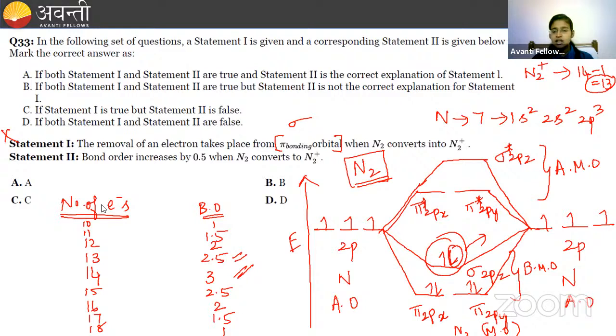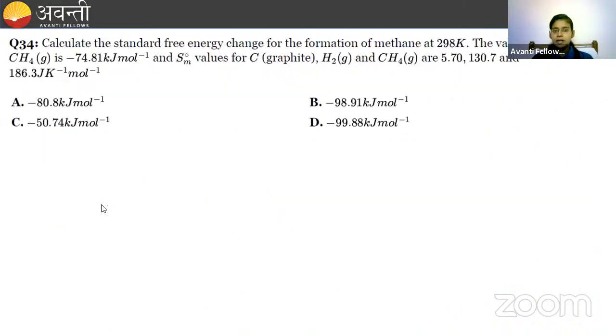So what is happening? When nitrogen is converted to N2+, the bond order decreases by 0.5. It is not increased by 0.5. So statement 2 is also false. Both statements 1 and 2 are false, which is the correct answer. So option D is the correct option for this question. Clear? Now let's go for question number 34.